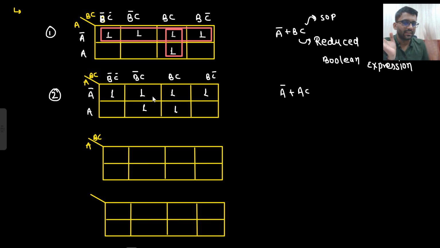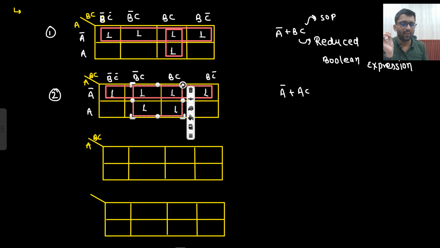A bar plus AC. A bar plus AC. A bar is here and C is AC. That means A is completely here and C is only here. So what is the perfect grouping? This group, and they have done this grouping, but that is not the perfect one. The perfect grouping is this, because we can make a quad here.